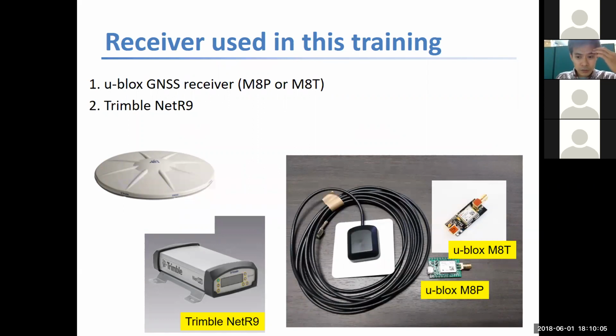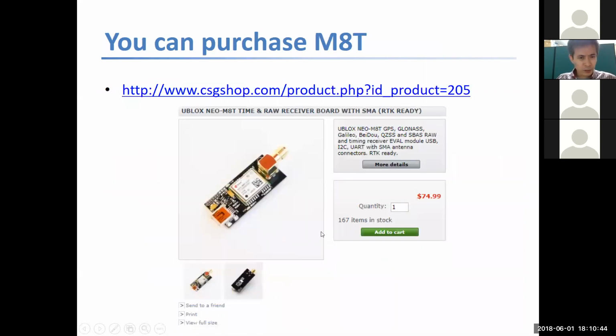So before we start the RTKLIB explanations, we are going to learn again about the receivers used in this training. As you might know, there are two types of receivers. The first one is u-blox, on the right side. This one is u-blox M8T and M8P, and also a patch antenna. And a Trimble NetR9, which is a survey-grade receiver, with a Trimble antenna. It's very big. So I actually use these two types of receivers in this training.